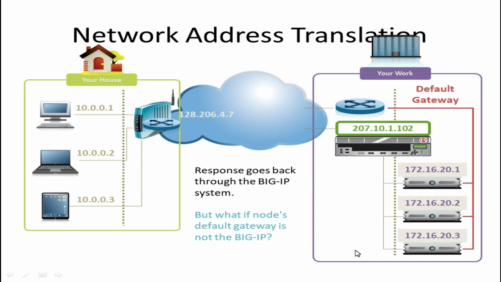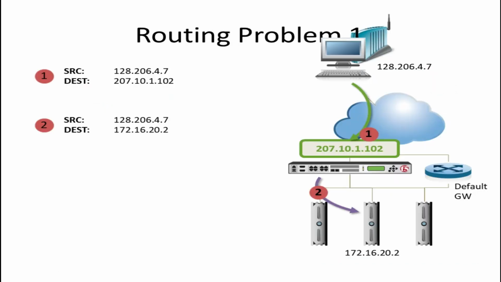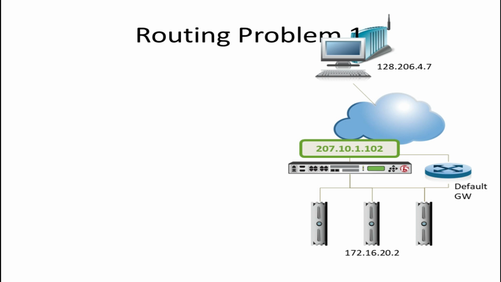So if the node does not have the BIG-IP as its default gateway, the response will go to the default gateway, and through that default gateway it will introduce an error. Let us check this again in a pictorial way. This is my PC, 128.206.4.7. My virtual server IP is in green, 207.10.1.102, and the default gateway this time is a router. It is not your BIG-IP.